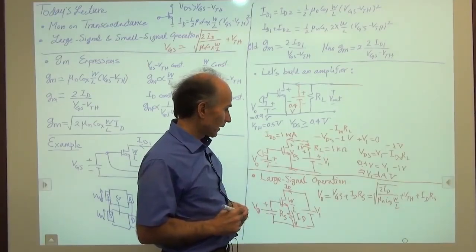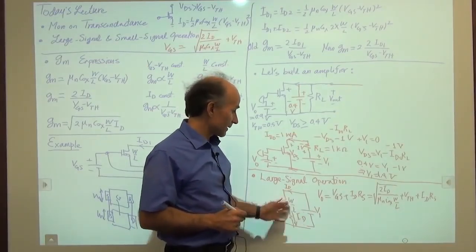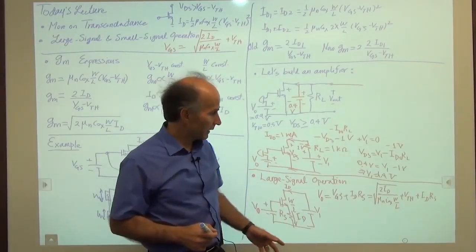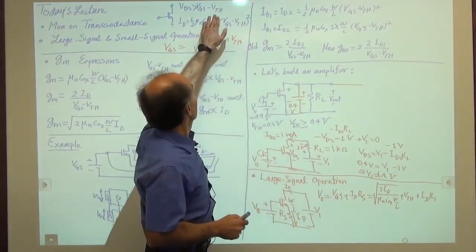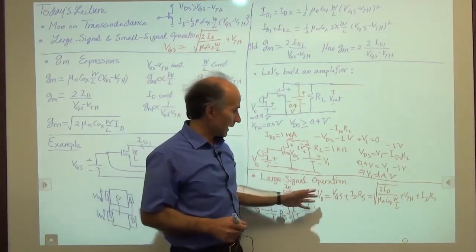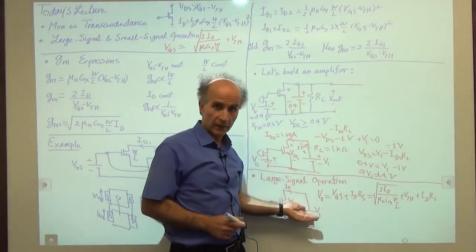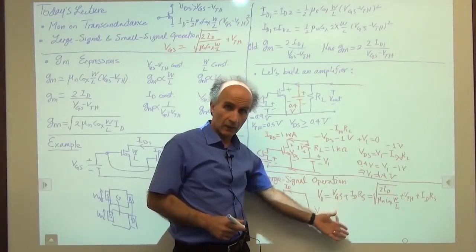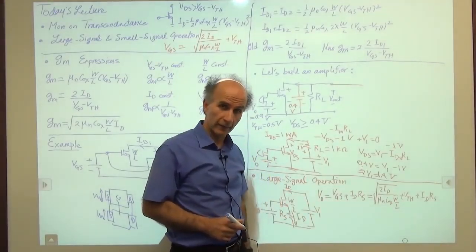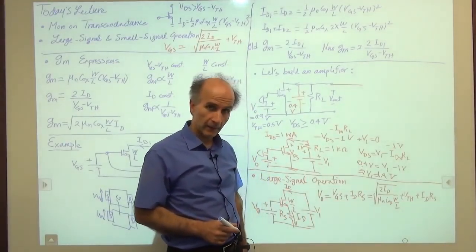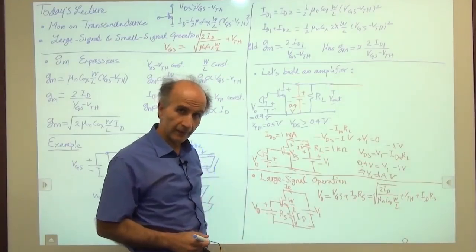The purpose of this exercise was to show you that because of this nonlinear relationship, the calculations do get a little complex as we go along. Now here it's not a big deal because we can find even a closed form equation for ID. But it's not always that easy.